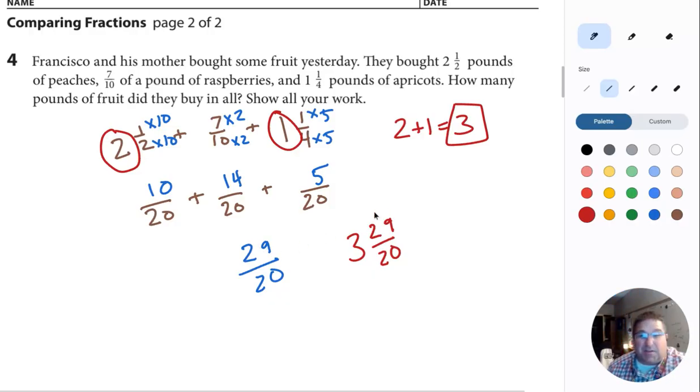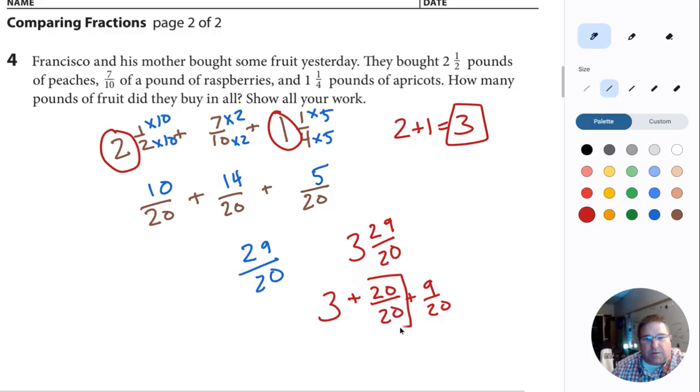But in class we talked about you can't have an improper fraction inside a mixed number. That's a no-no. So, well, how can we break that 29/20 apart? So we got our 3. Well, that 29/20 is kind of like 20/20 plus 9 more 20ths, right? 29, that if we take that 20 plus 9, but that's a whole right here, right?